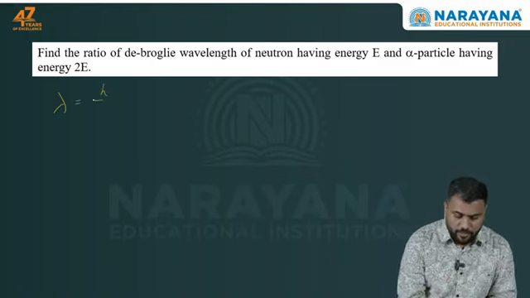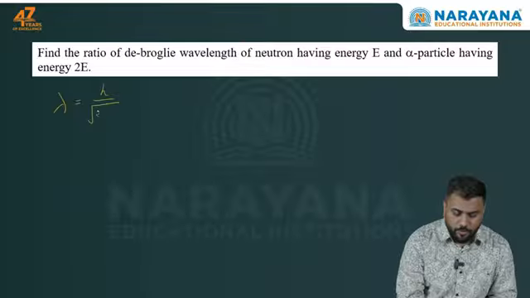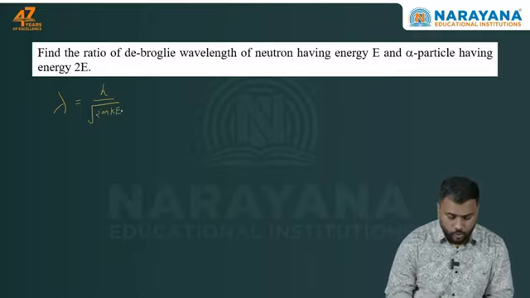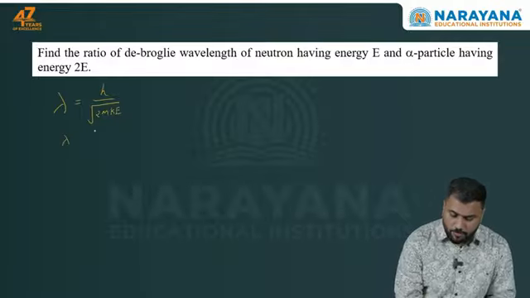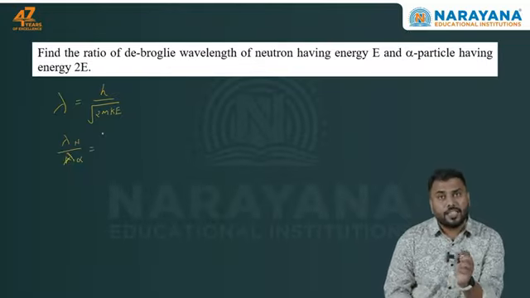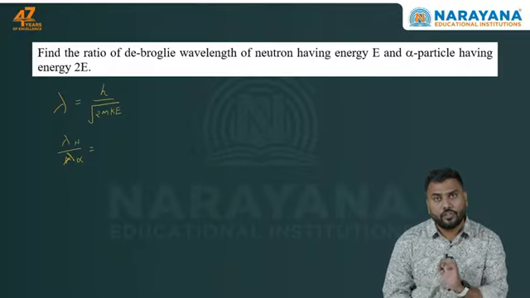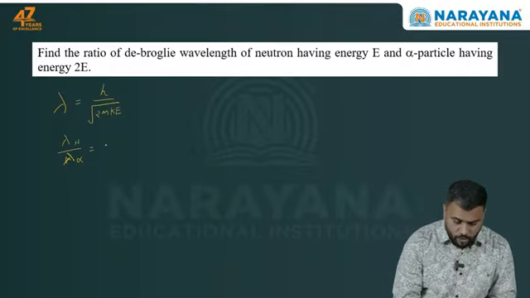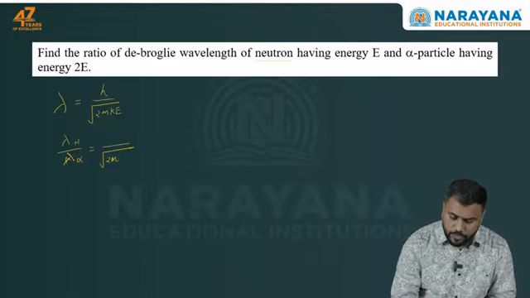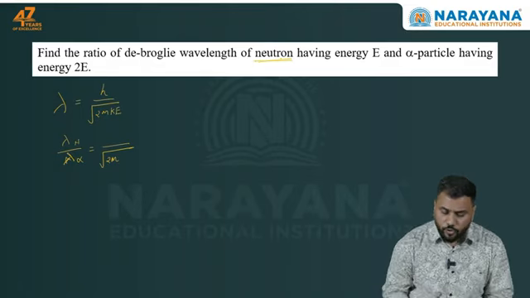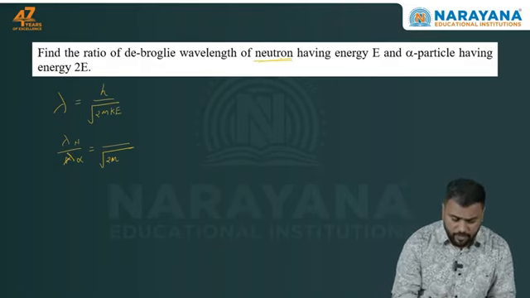We know the de Broglie wavelength is given by h by p, and momentum can be written as root over 2m times kinetic energy. So lambda of neutron divided by lambda of alpha particle. If we see the mass and energy of neutron and alpha particle, these things are different. I think in this question there was deuteron. Let us see if deuteron is given, then what will be the answer.